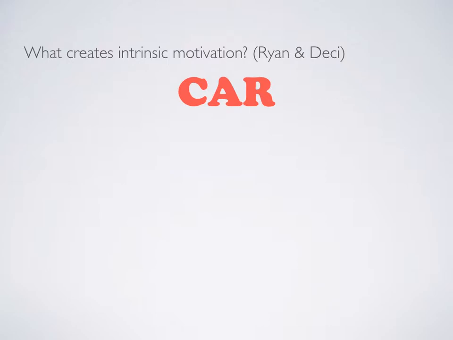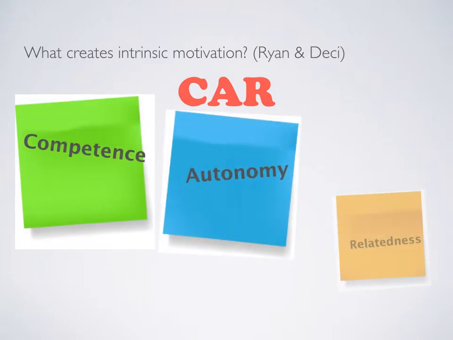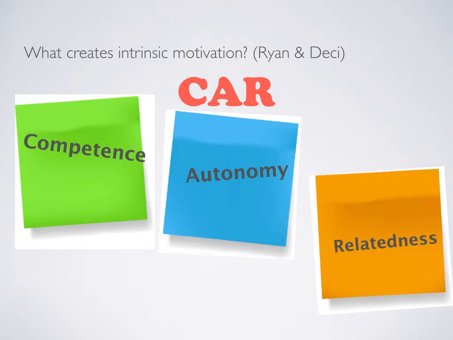There's an acronym to help us remember this. It's CAR. The C is competence, the A is autonomy, and the R is relatedness. We'll talk about what each means, and then how we can design our courses so a student will potentially be internally motivated. We can set up everything, but it's really still up to him or her.